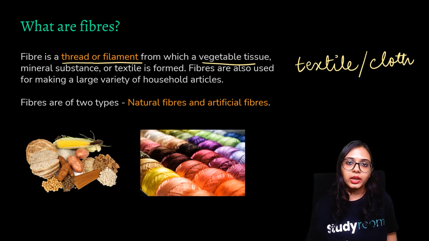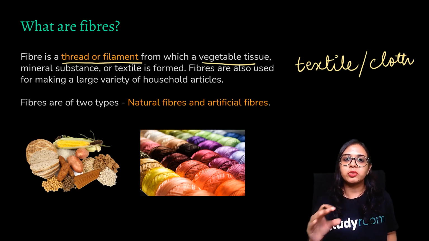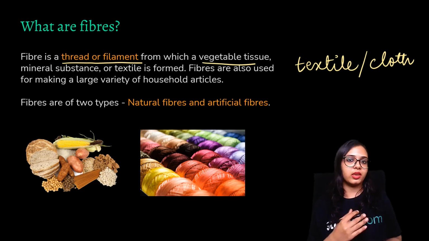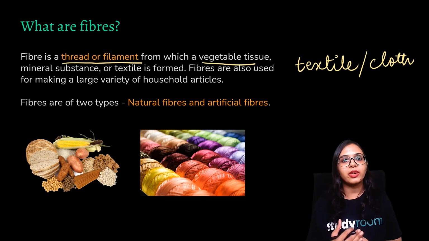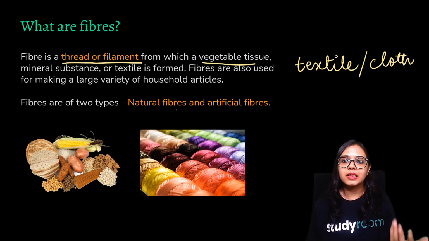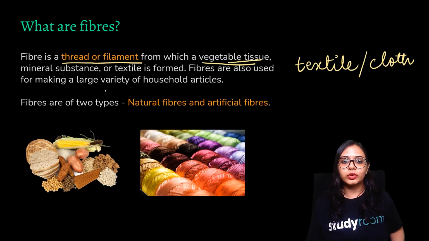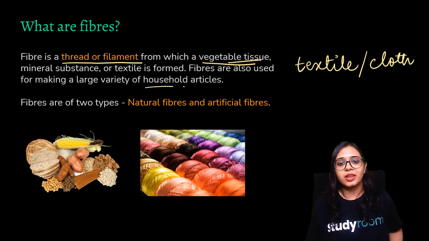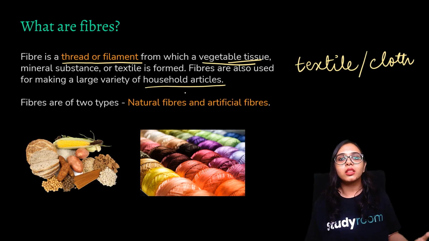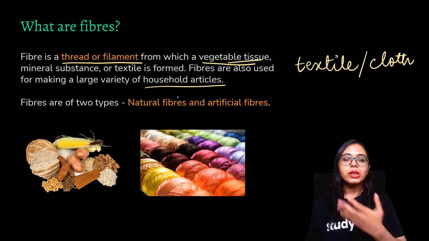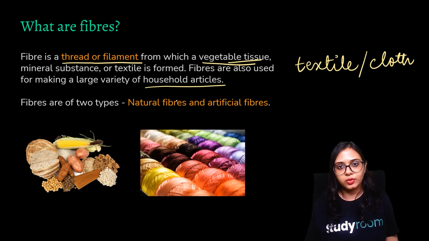And when we procure them for the special use of making cloth, we make yarns out of fibers, and from yarns we make fabrics. But in nature, how do fibers exist? They exist as this filament-like structure from which a vegetable tissue is made. Fibers are also used for making a lot of household articles, like rugs. You have carpets, you have bed sheets. So not just the clothes we wear, but all the other ways in which we decorate our household items.